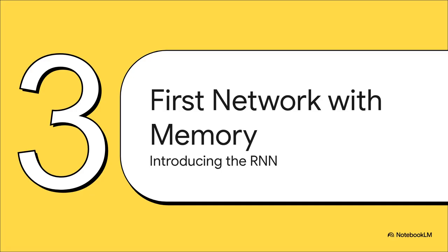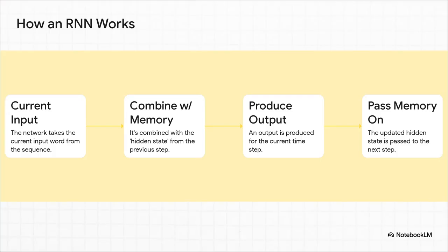So with our words now turned into these meaningful numbers, we can finally build a network that can read them in order. Let's move on to our first real sequence model, the recurrent neural network, or RNN for short. This was the first architecture that was actually designed with a form of memory. The genius of this architecture is its loop. For each word it reads, the network doesn't just see the word itself, it also gets what's called a hidden state, which is really just a memory of the words that came right before it.